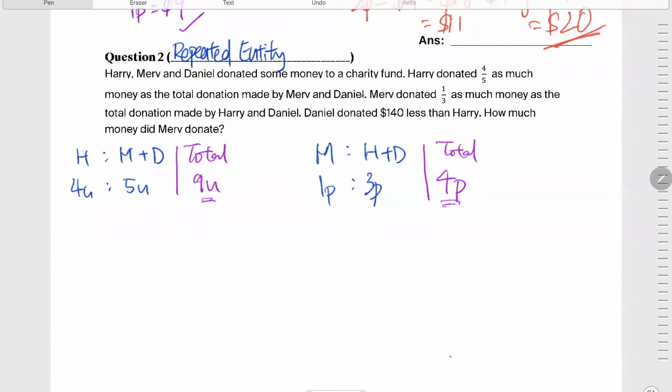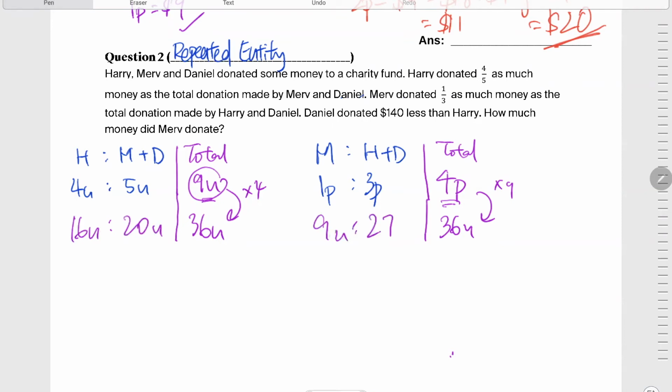So what you want to do is to make them the same. Making them the same means finding the lowest common multiple. In this case, I'm going to multiply this by 4 to get 36U. I'm going to multiply this by 9 to get 36U. And of course, when you restate the repeated entity, the other proportions must be done the same as well. So this becomes 16U, this becomes 20U. This is 9U, this is 27U. Now this is half the battle won.